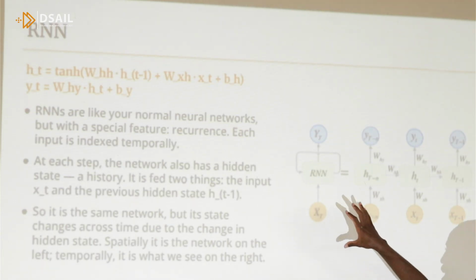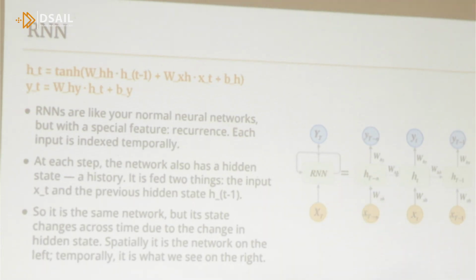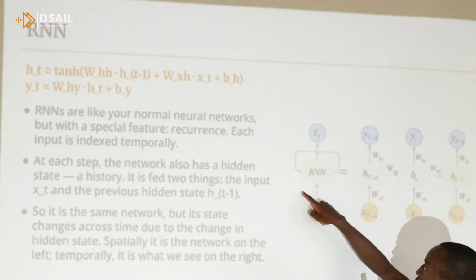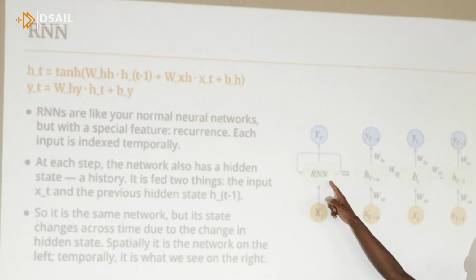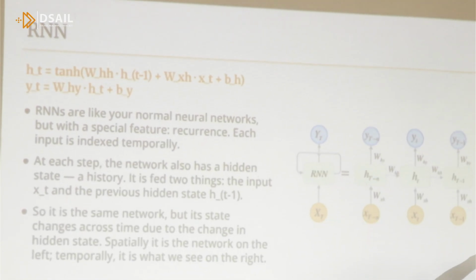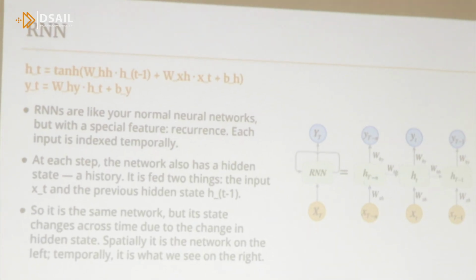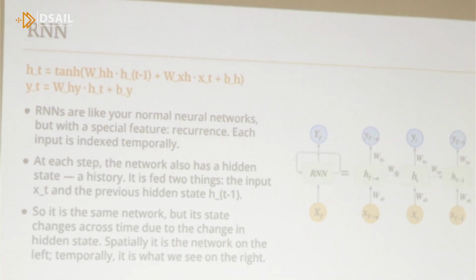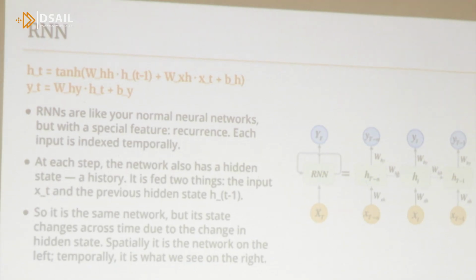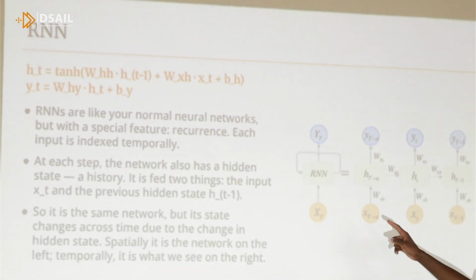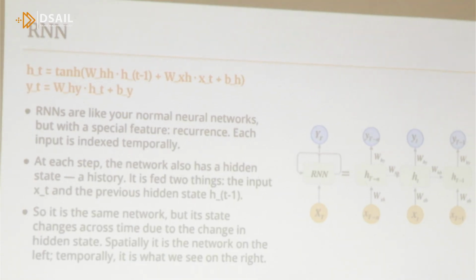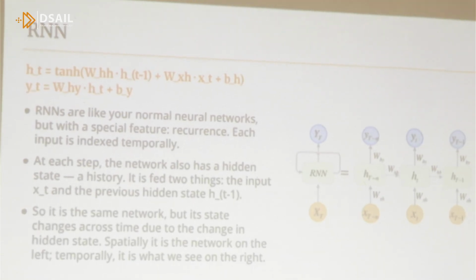So this is an RNN. There are two dimensions of being an RNN. It's a normal neural network, but with a simple caveat. You have input and output, then you have the weights here. Let me just read it. So RNNs are like your normal neural networks, but with a special feature, recurrence. Each input is indexed temporally. So we have x_{t-1}, x_t, x_{t+1}. And at each step, the network also has a hidden state.